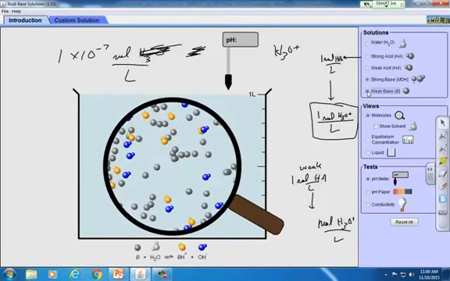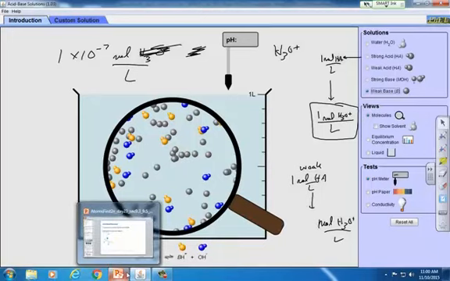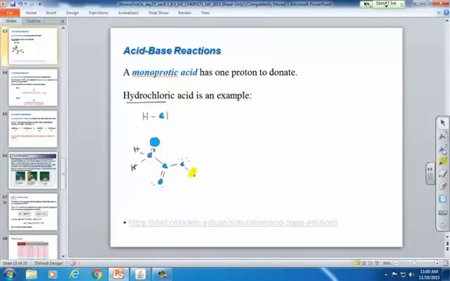If I have a weak base, in that case, only some of the molecules will pick an H plus off of water. So if I started with a mole of weak base, when equilibrium is reached, I will have less than a mole of OH minus because only some of it will react. Any questions about that? Okay.